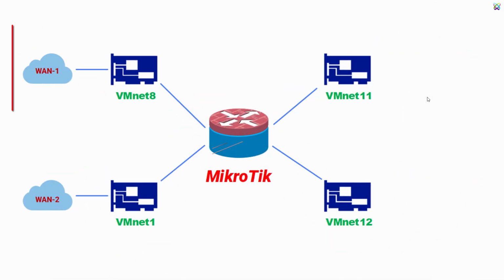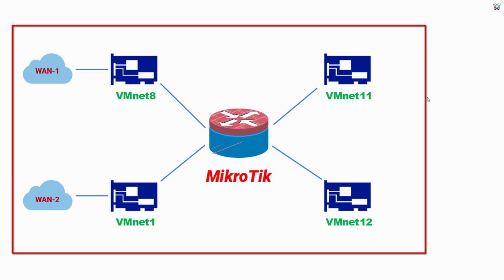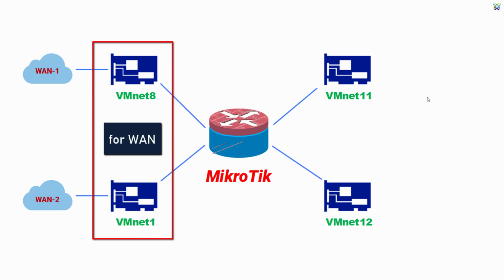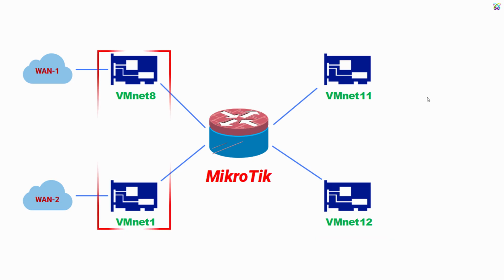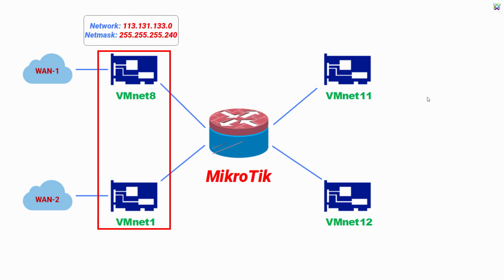In this video, we will install a MikroTik router with 4 network adapters, representing a lab topology with 2 WAN connections and 2 internal LAN networks. Specifically, VMnet 8 will run in NAT mode and be used to simulate WAN 1. VMnet 1 will run in bridged mode and be used to simulate WAN 2. These 2 WAN interfaces will be configured to automatically obtain IP addresses via DHCP.